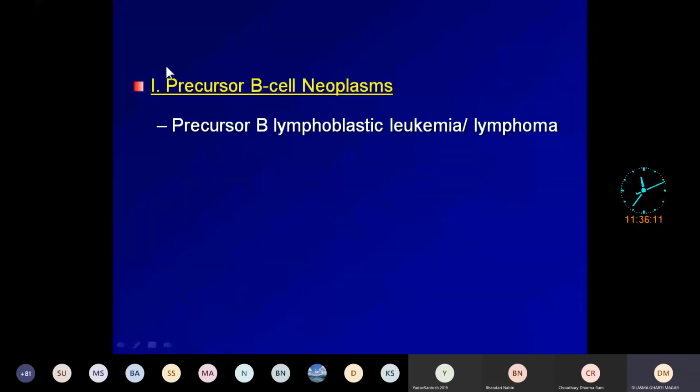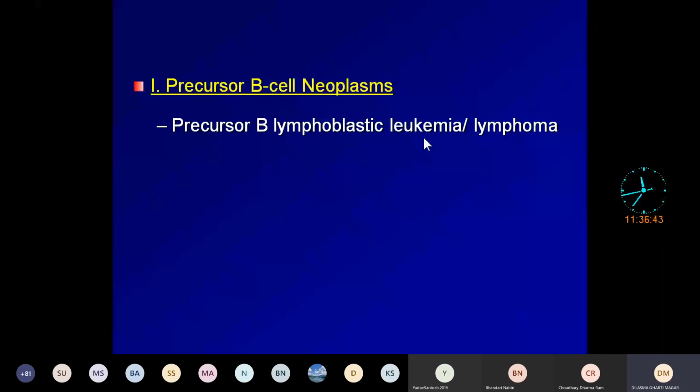So now we'll come under the first classification, precursor B cell neoplasm. Under this we will see the precursor B lymphoblastic leukemia or lymphoma. Here the immature cells, by this time you must know, are the blast cells, isn't it? If it is in the blood, then we call it leukemia. And whenever it is in the tissues, like the lymphoreticular organs, the lymph nodes or the spleen, we call it lymphoma.